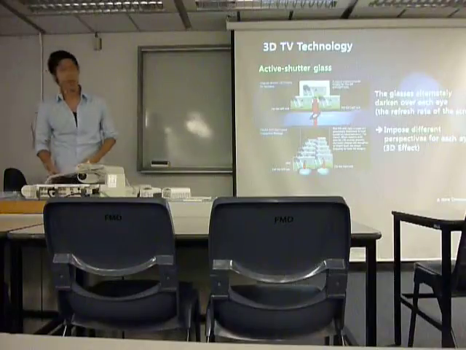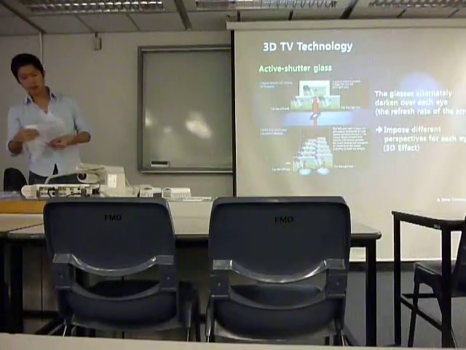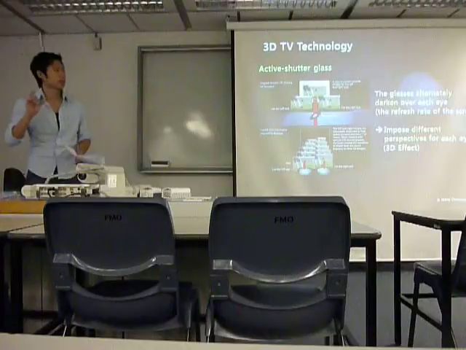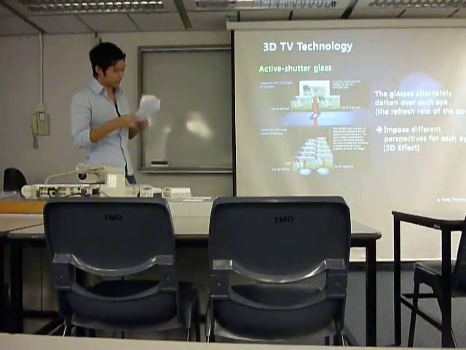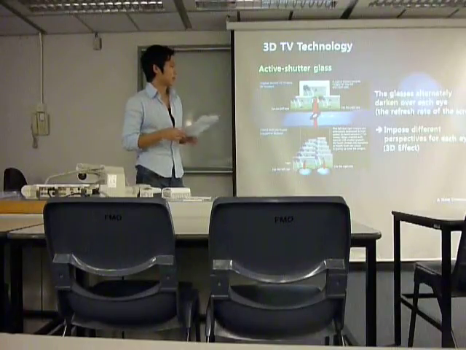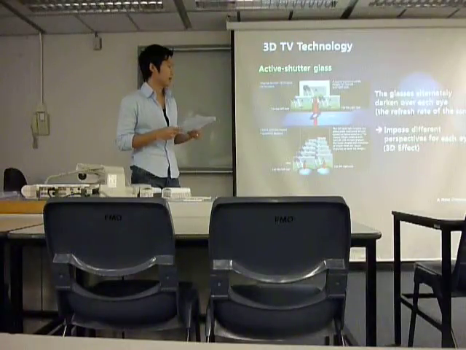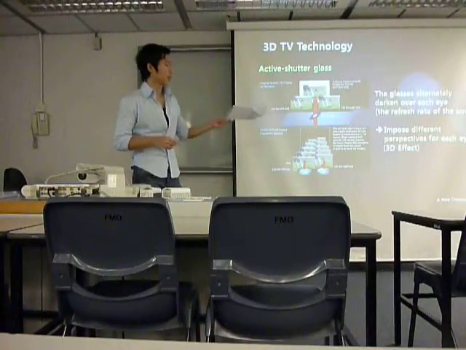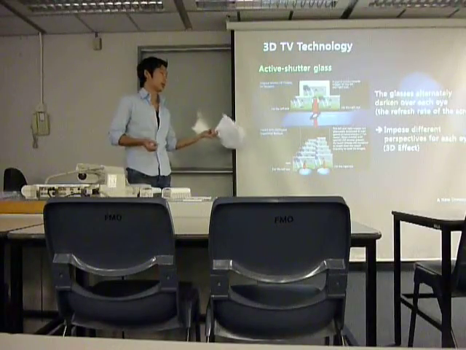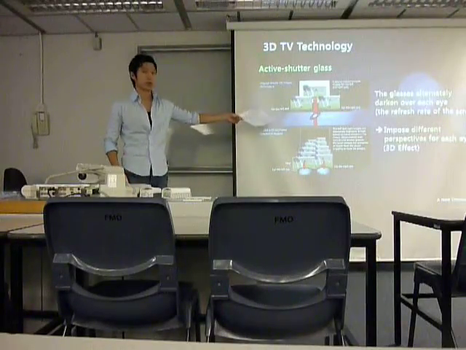Next one is active shutter glass. This one also uses glasses, and the glasses constantly open and block. They constantly open and block at the same rate as the screen changes, and it imposes a different perspective for each eye, which gives the 3D effect. And this is a diagram which shows how it works.